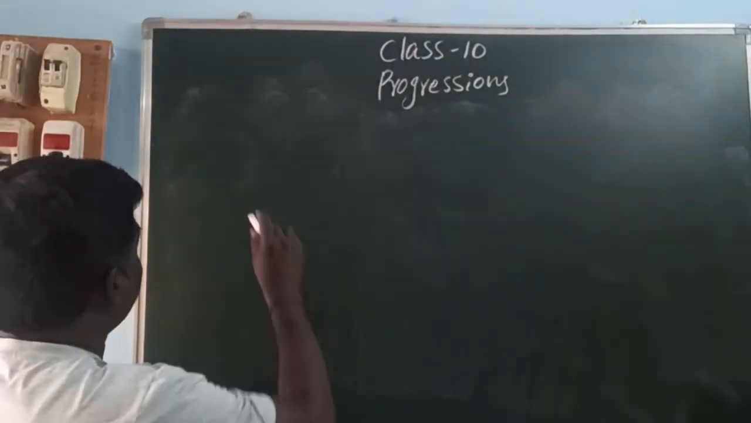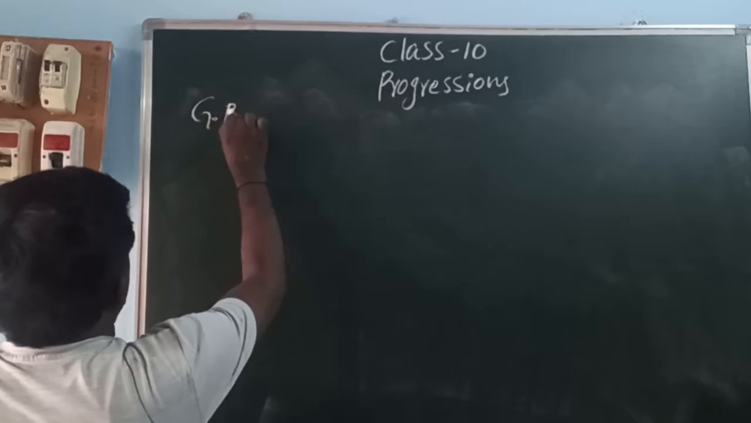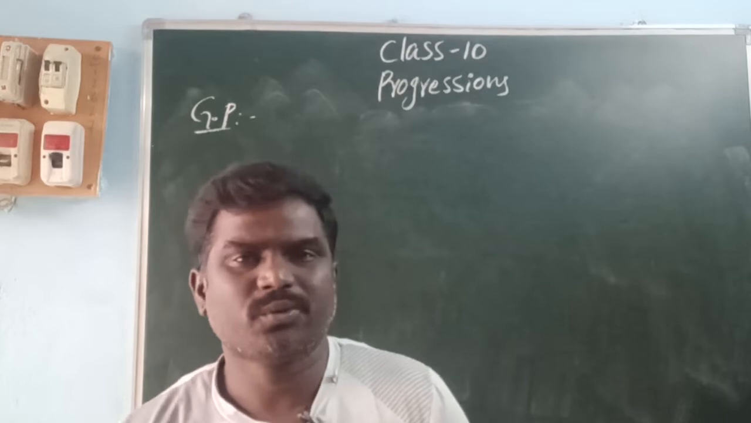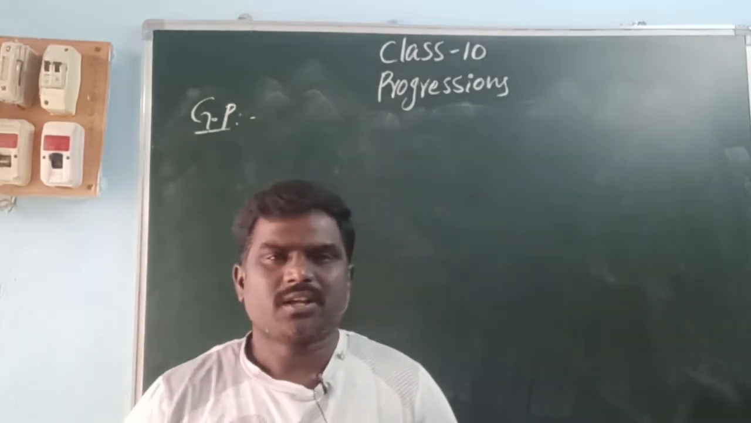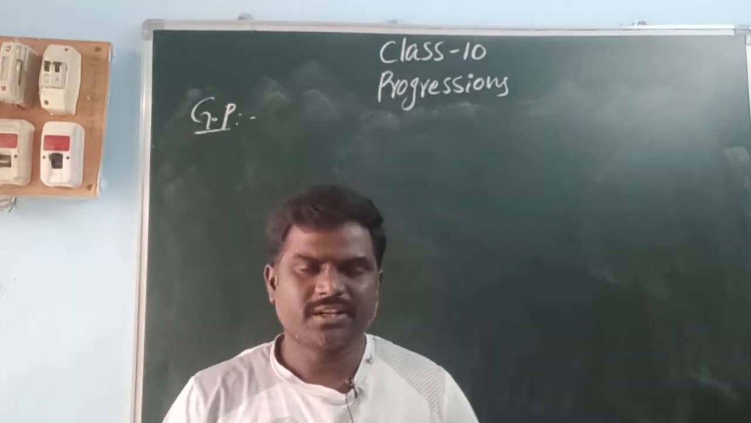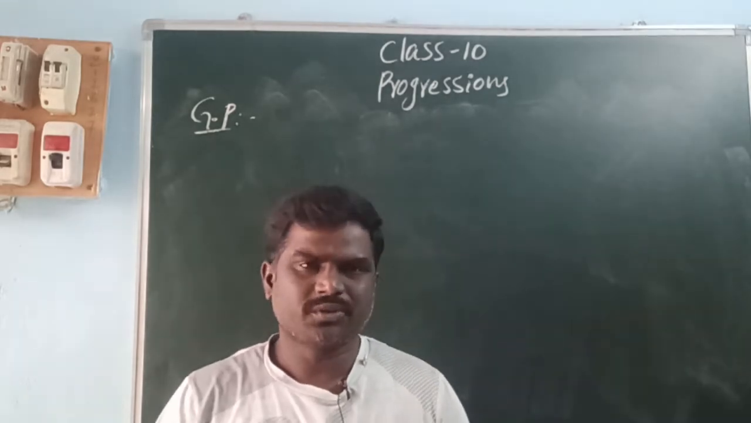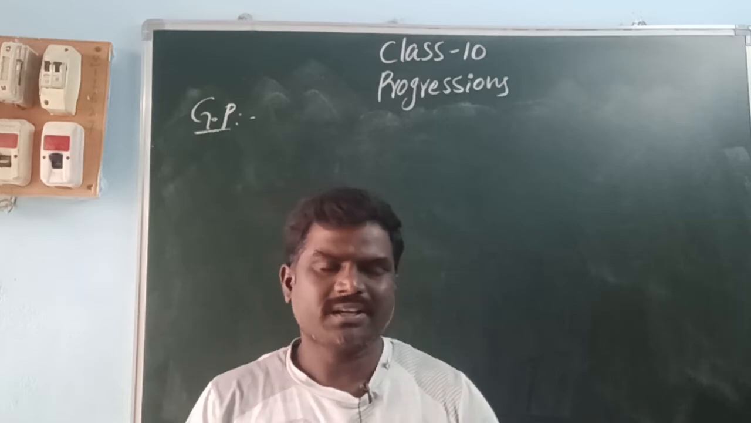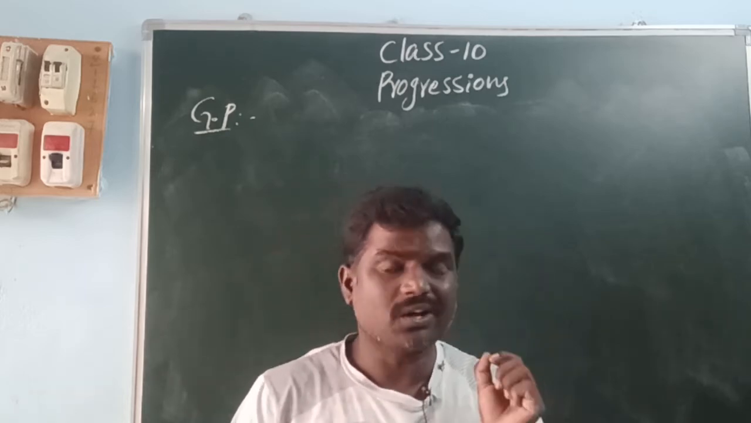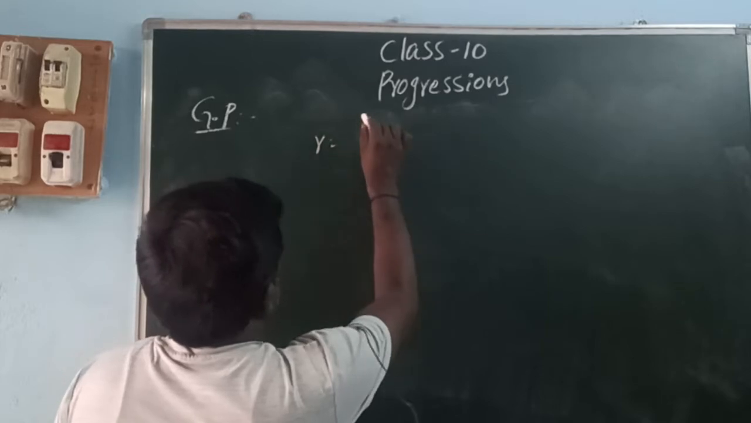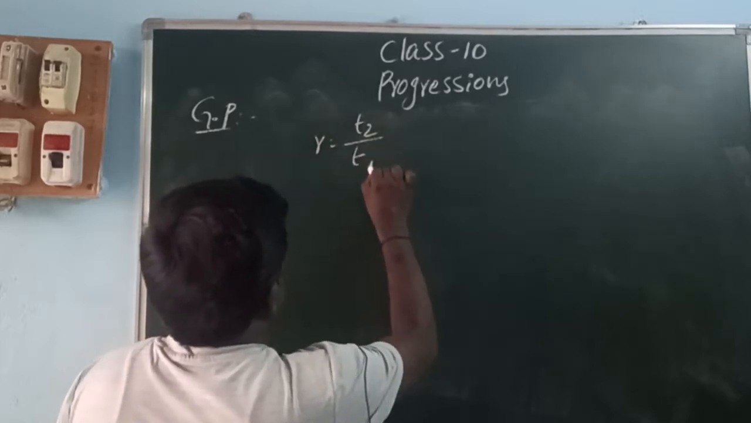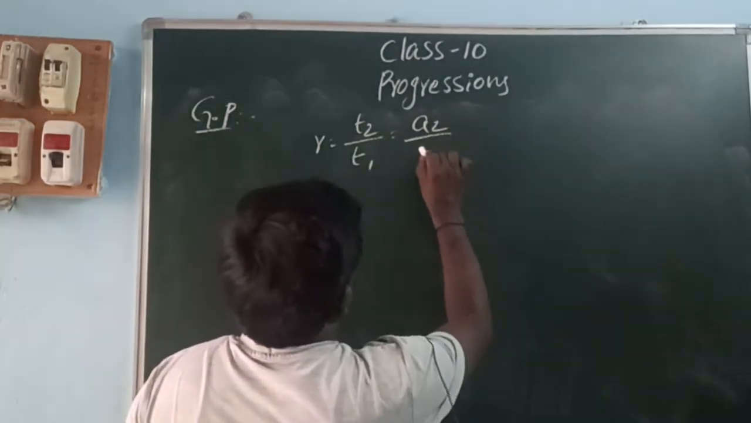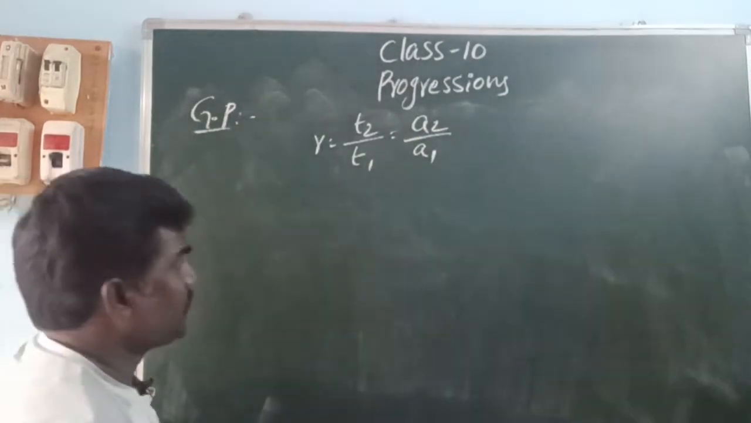Next, geometric progression. Geometric progression means what? A progression which has the same common ratio. Common ratio means the ratio between any two consecutive terms is constant. That constant is called the common ratio. The common ratio is denoted by R. So R is equal to T2 by T1, second term by first term, or A2 by A1, and so on.